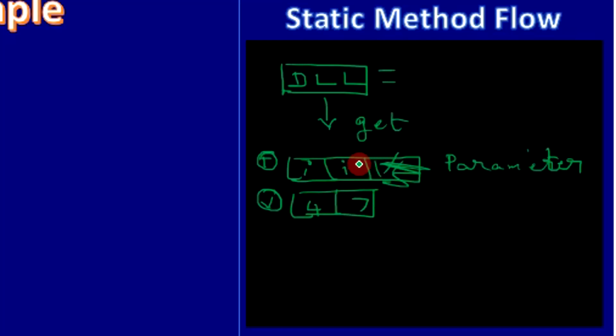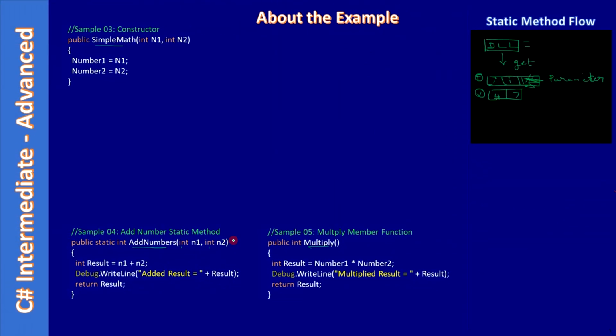Once this information is available, that means we loaded the DLL, we will be having the method, and we know that it is static, we will get that also. Then we will get the type information for the parameter and we will pack the value. Finally, we will make a call. Right? So this is the flow for the static method.